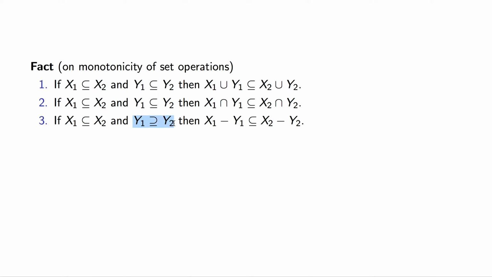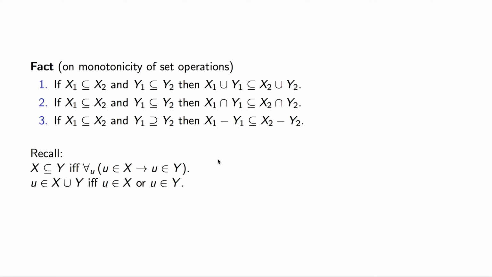We're going to prove point 1 of this fact, and in order to do that, we need to recall some basic properties. X is a subset of y if and only if, for every element u, if u is a member of x, it is also an element of y. And u is a member of the union of x and y if and only if it is a member of x or it is a member of y.